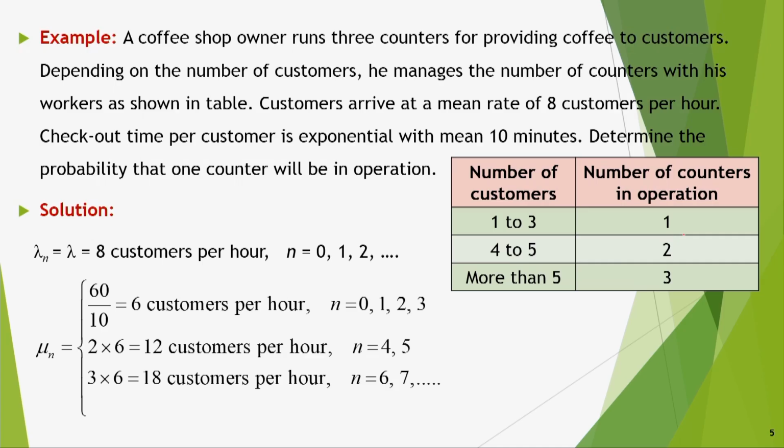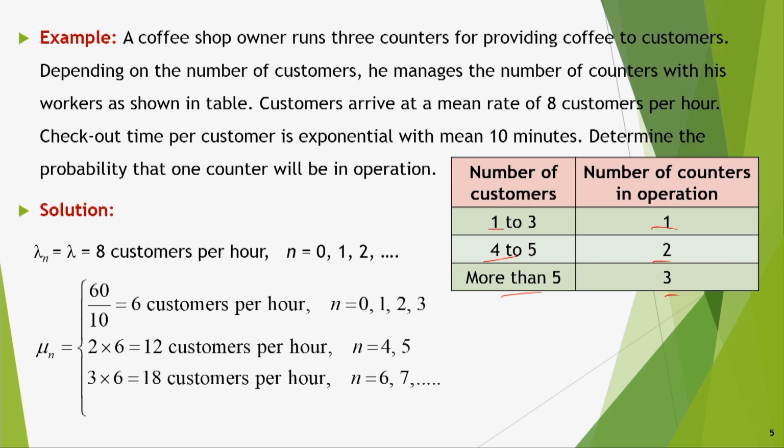Okay, suppose he has made this type of rule. The table is this one. 1 to 3 means 1 counter is open. 4 to 5 means 2 are open. More than 5 means 3 counters are open. Even if there are 10 customers, 3 will be open. If there are 50 customers also, then only 3.